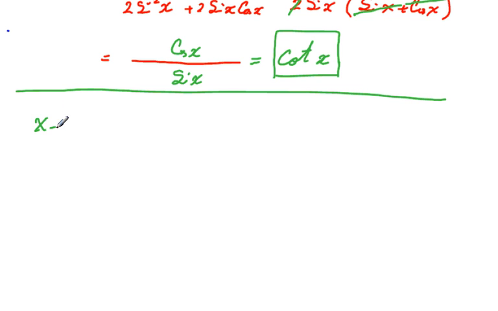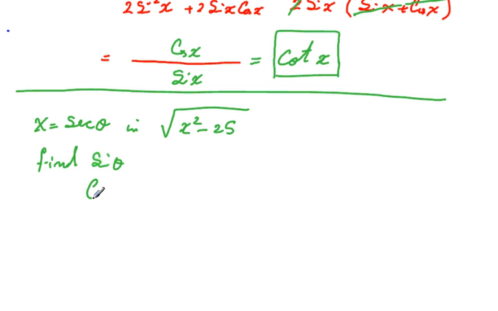Let x be secant of theta in radical x squared minus 25. Find sine of theta and cosine of theta. Two ways to approach this. One is by a picture, and the other one is by the formulas. So we have an expression here, and we are also given that all of our angles are in the first quadrant.